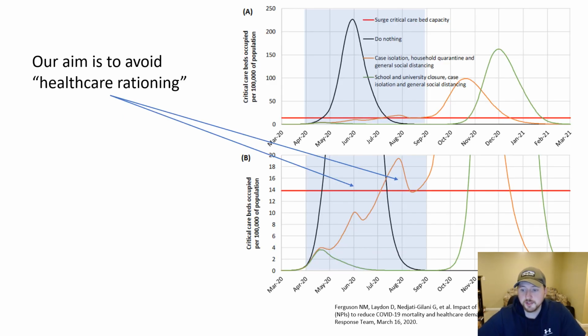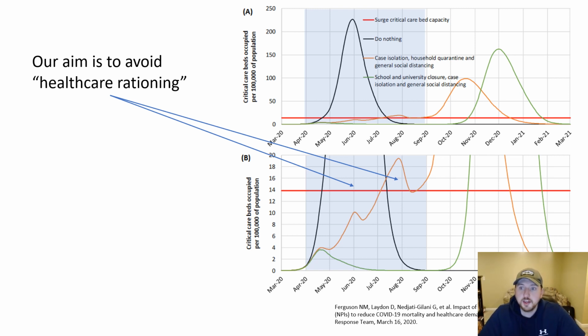Well, there was a study that's pretty famous right now. It was done out of Imperial College in London and published on March 16th. They analyzed different countries and their critical care beds specifically, looking at it per capita, so per 100,000 of the population. The red line in this model indicates the amount of surge capacity they have, meaning extra beds in the ICU.